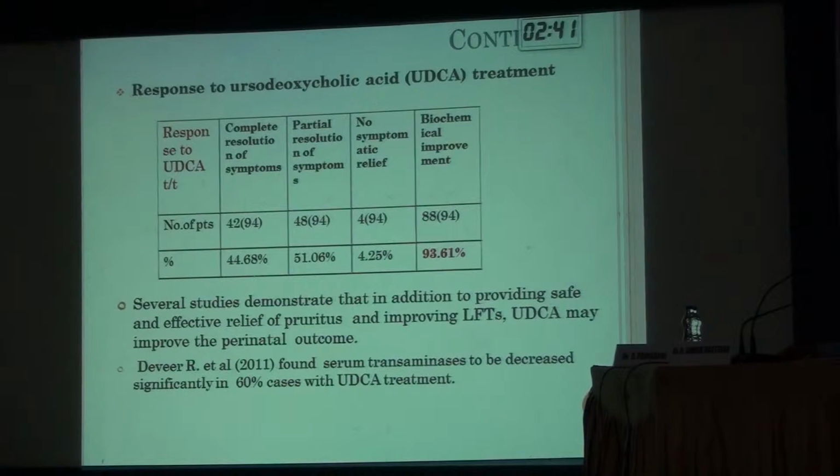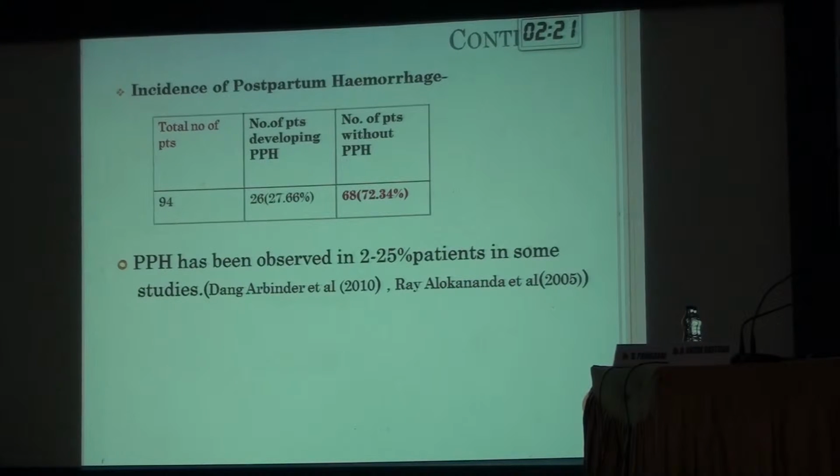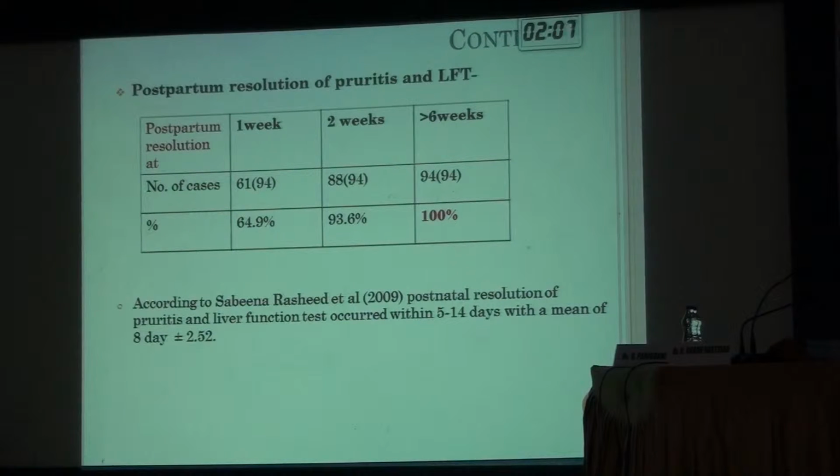Response to ursodeoxycholic acid treatment. Several studies demonstrate that in addition to providing safe and effective relief of pruritus, it improves the LFTs and also improves the perinatal outcome. The complete resolution of symptoms occurred in 44% of the patients, and the biochemical improvement was noted in around 93% of the patients. Postpartum hemorrhage has been observed in 2 to 25% of patients in some studies, which is almost similar to our study. Even now, the incidence of postpartum hemorrhage was around 26%. And postpartum resolution of pruritus and liver function tests were seen in 100% of the patients within 6 weeks of delivery.